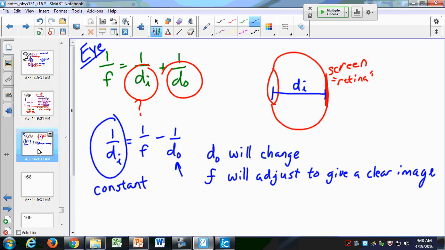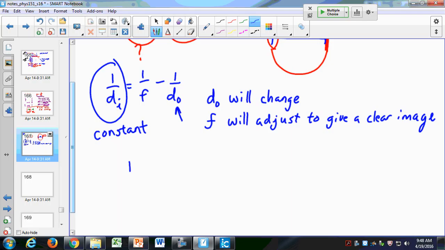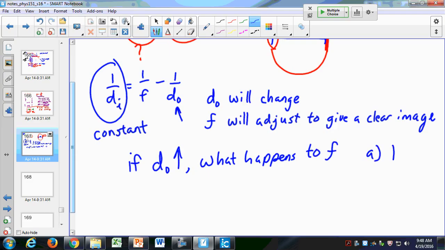Okay, so if do increases, what happens to f? Let's see. If do increases, what happens to f? Does f go up or does f go down? If do increases, what happens to f? Now think about this equation here. I'm making this value go up. And so this value will have to compensate in a particular way. Now, it might be different than what we've done before, right? Because we have inverses here and not direct relationships. So if do goes up, what happens to f? What happens to the focal length of your lens?